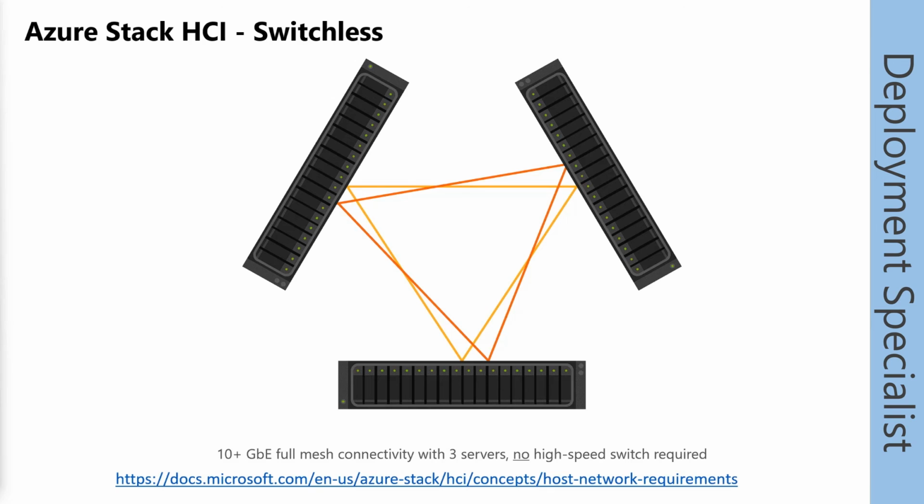In this 3-node configuration, we need a full mesh configuration. So not a circle regarding the cables, but each host has to be connected to each other host. This is possible with dual port NICs in each server. We can also build a switchless configuration with 4 servers.